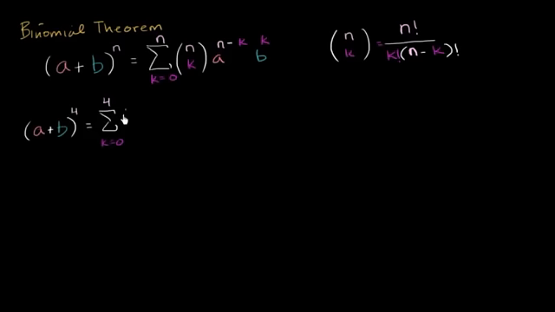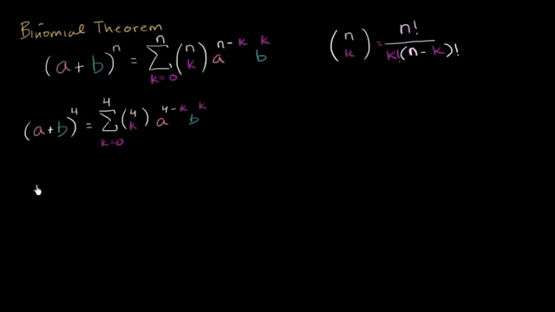of 4 choose k of a to the 4 minus k power, times b to the k power. Now what is that going to be equal to? Well, let's just do the sum.